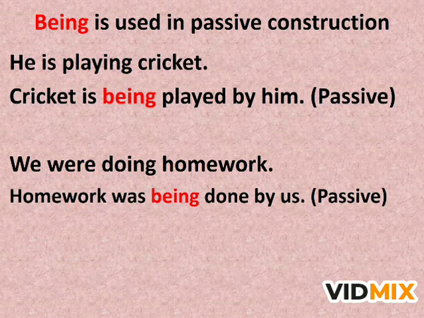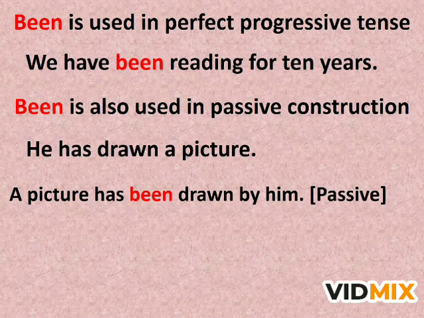Being is used in passive constructions like cricket is being played by him. Homework was being done by us. Been is used in perfect progressive tense and passive constructions. We have been reading for 10 years. A picture has been drawn by him.